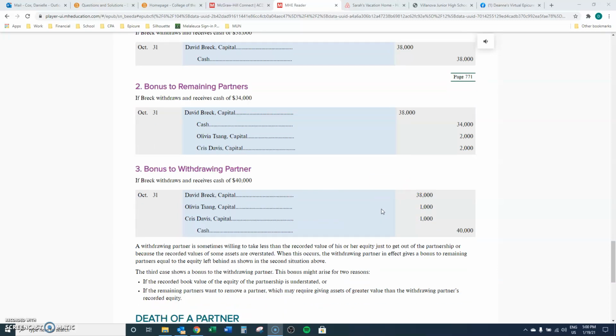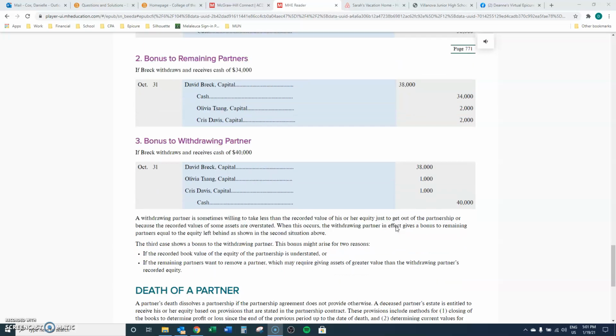The third scenario is if there's a bonus to the withdrawing partner. Maybe they want to get rid of a partner, so they're willing to give them something to get them to leave. Here they're going to give him $40,000. His capital account had 38, so we're reducing his capital account down to zero. We're giving him $40,000 in cash, so we're crediting cash. The $2,000 difference is split between the remaining two partners, and they reduce their capital accounts by $1,000 each. So that's the three possibilities, or three ways that a partner can leave the partnership.